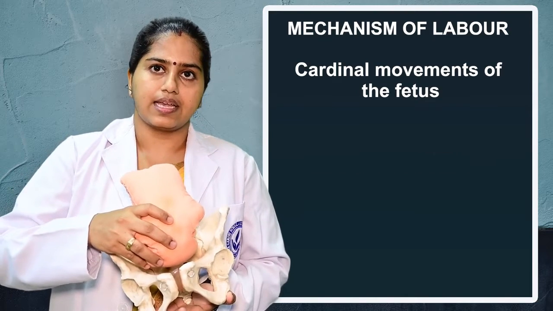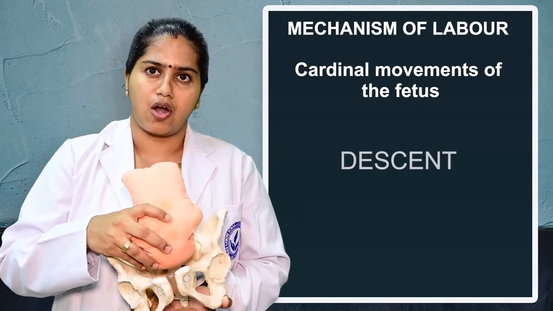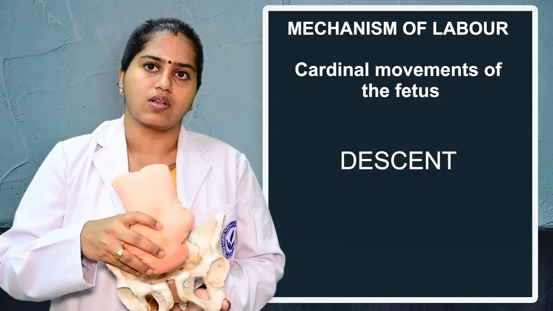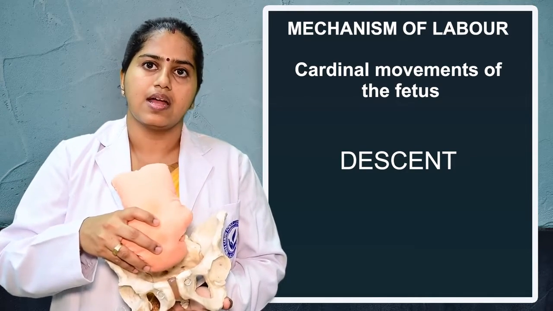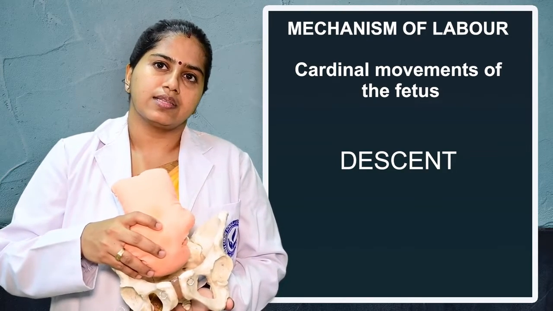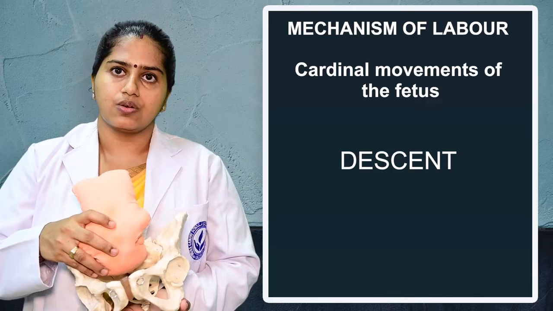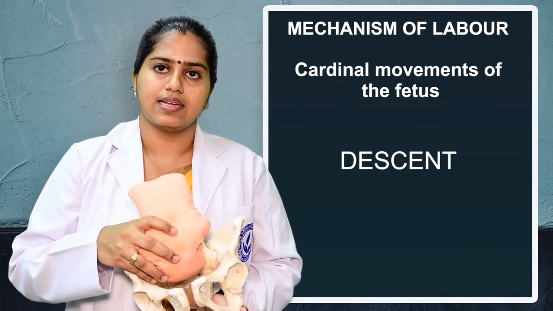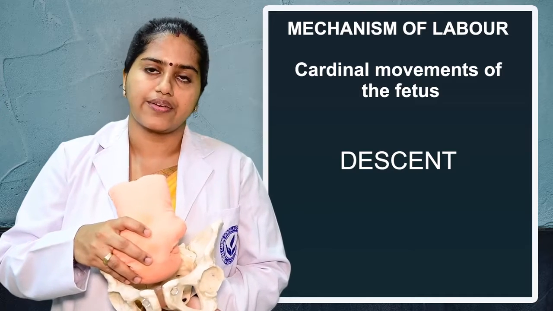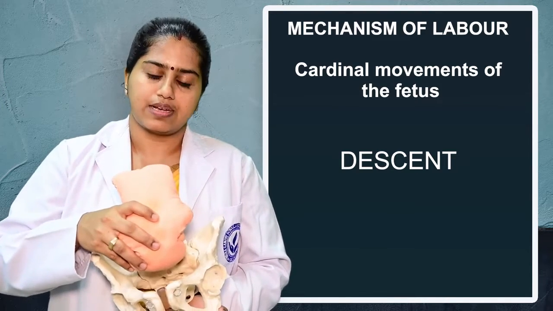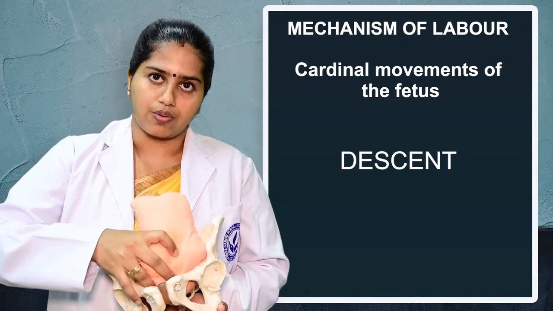After the engagement, the first cardinal movement is descent. Descent is a continuous process. It takes place throughout the labor until the expulsion of the fetus. The descent is facilitated by good uterine contraction, then the bearing down effort of the woman, then straightening of the fetal ovoid after the rupture of membranes. So you can see, according to the first principle, the descent takes place throughout the labor.